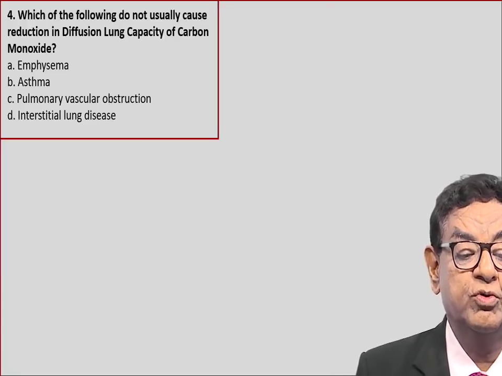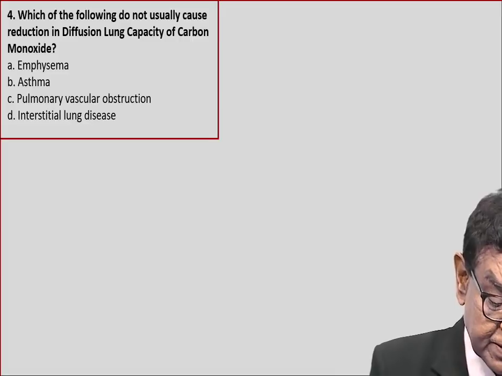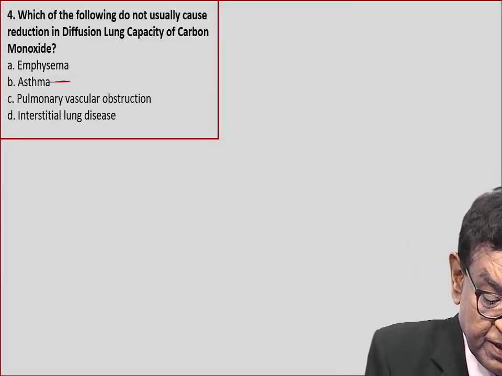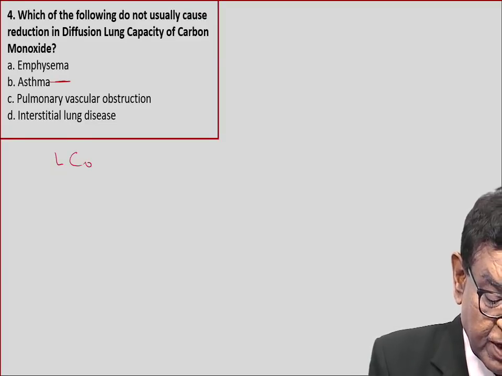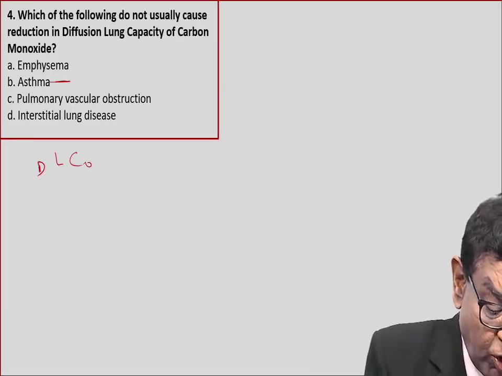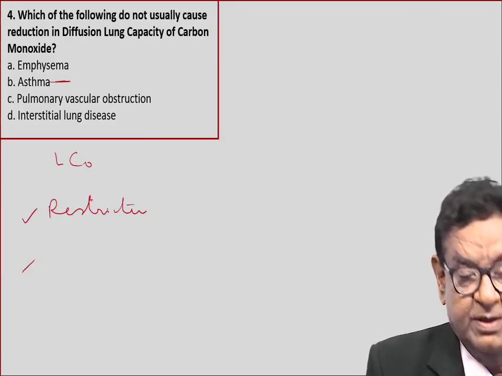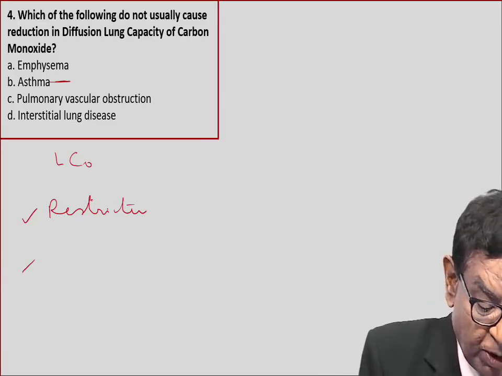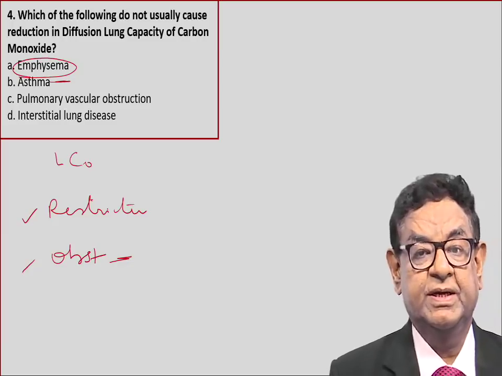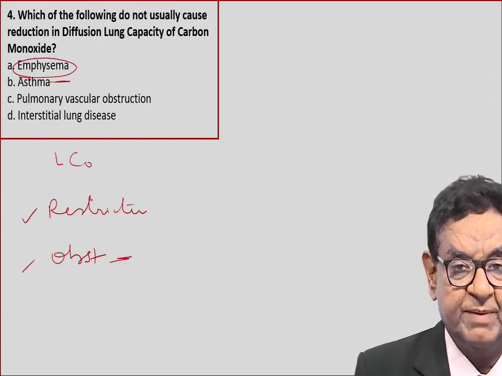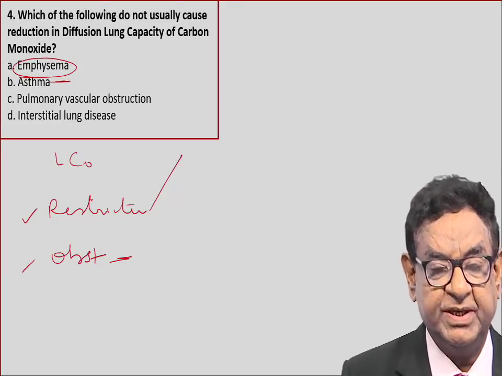Question number 4. Which of the following does not usually cause reduction in diffusion lung capacity of carbon monoxide? The answer to this is asthma. Now, diffusion lung capacity for carbon monoxide is reduced in all restrictive lung disease, but it is normal in obstructive airway disease. The only exception is emphysema. Emphysema is an obstructive airway disease, but the diffusion capacity for CO is reduced.